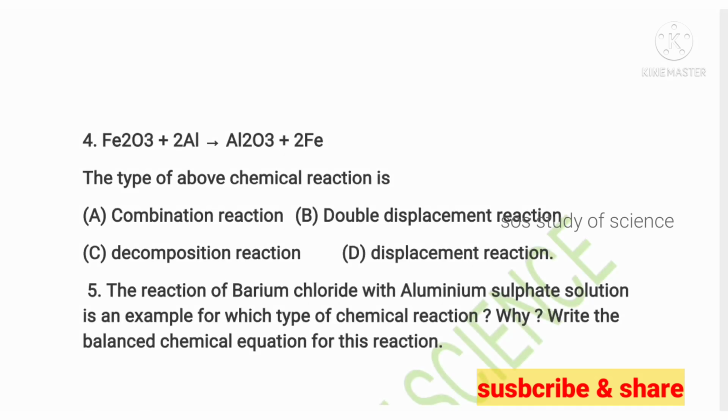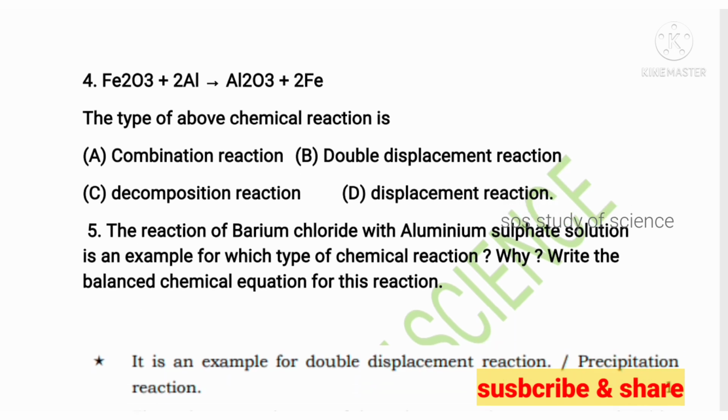If you observe the equation, you can easily identify it: on the reactant side aluminium is present. Aluminium is more reactive than iron, so it displaces the iron from the iron oxide. As a result, it forms aluminium oxide, and iron is displaced. So this is an example of a displacement reaction. You have to learn this, dear students, as they can give one chemical equation and ask you to identify the type of chemical reaction.